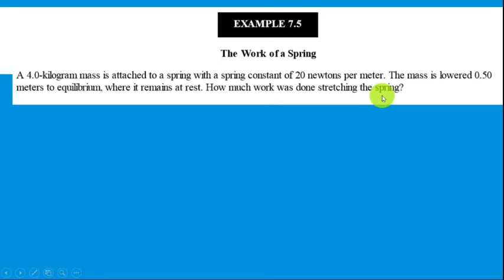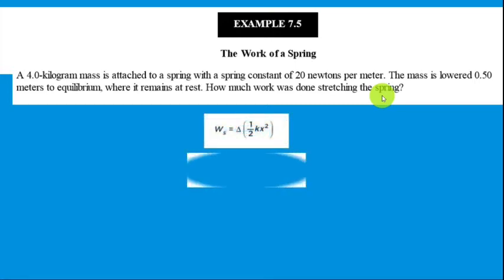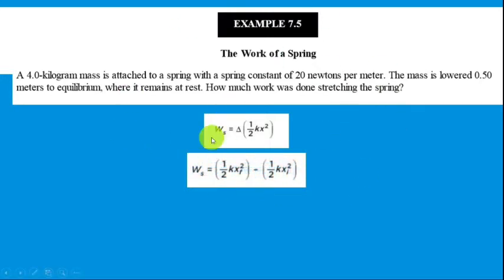Write the givens, then think. They are asking for the work done by the spring. Write the formula. Work of spring equals the change of half kx squared. First of all, we write the formula. Second, we say what's the meaning of this change? It means half kx final squared minus half kx initial squared. The spring was not stretched initially, so x initial is 0.